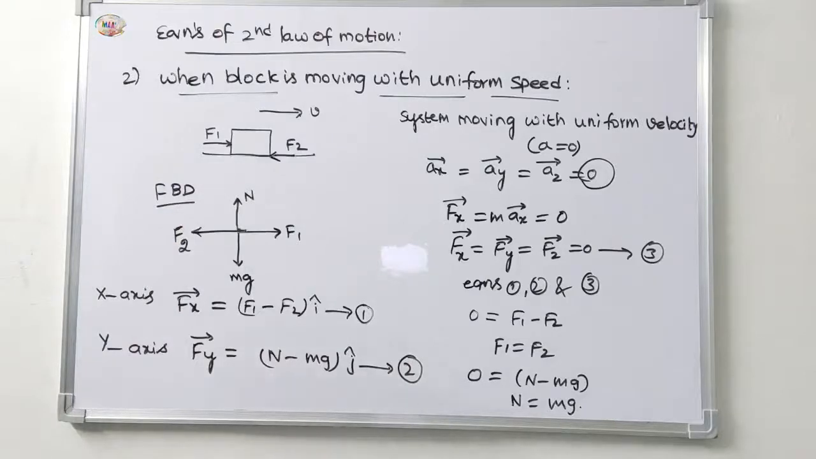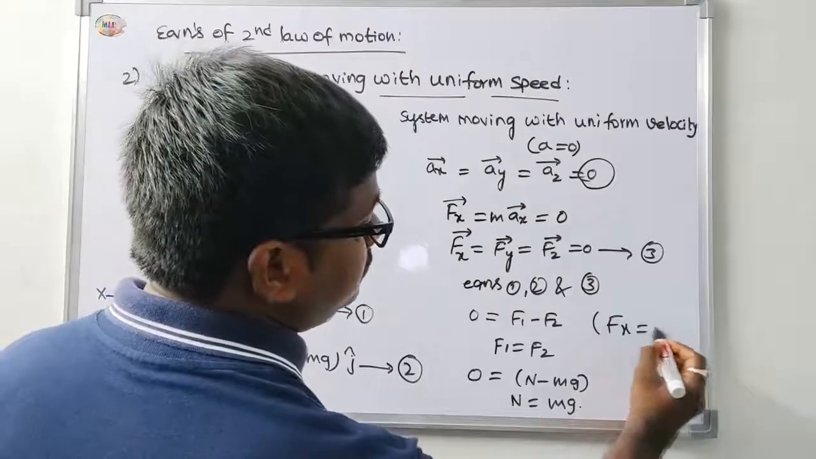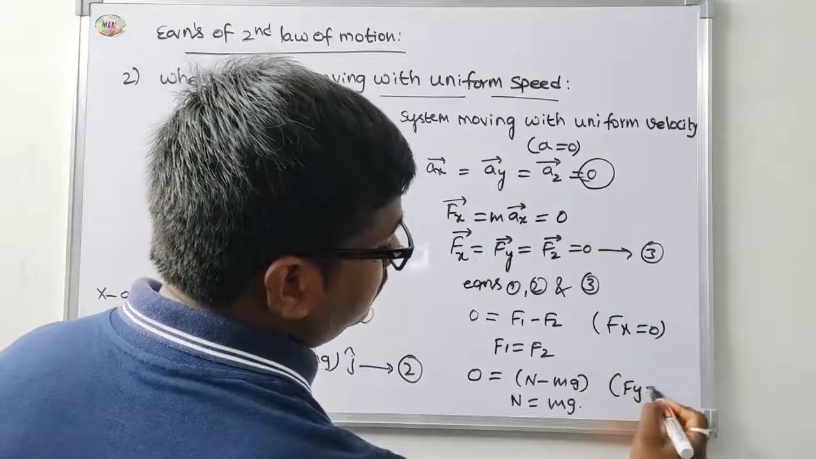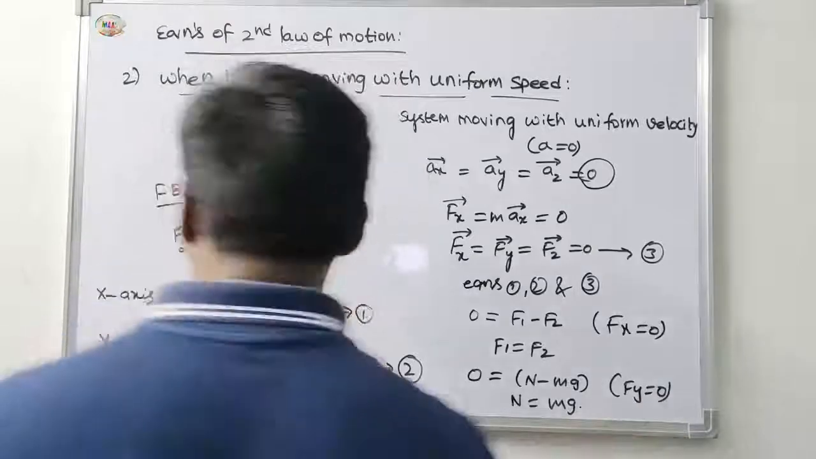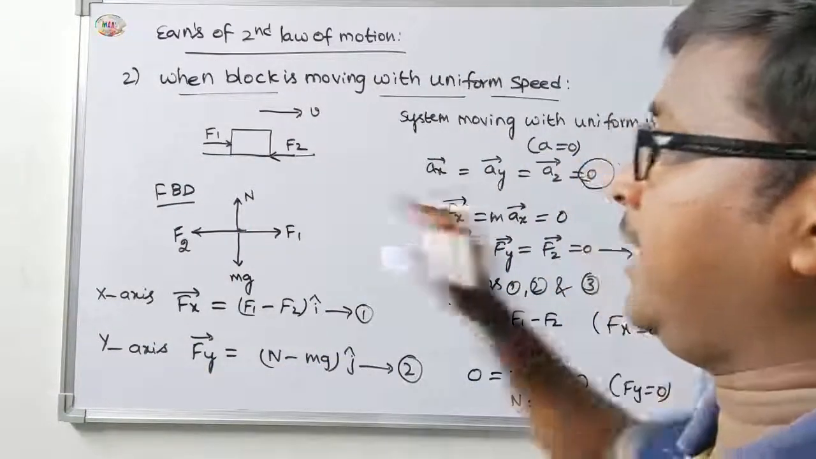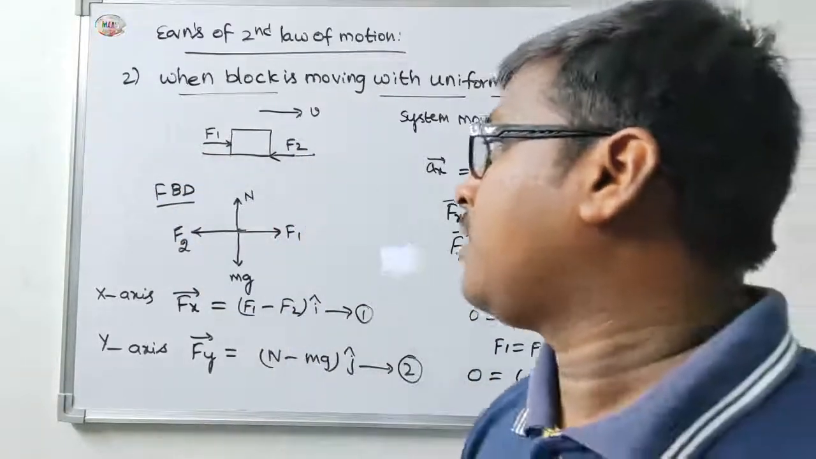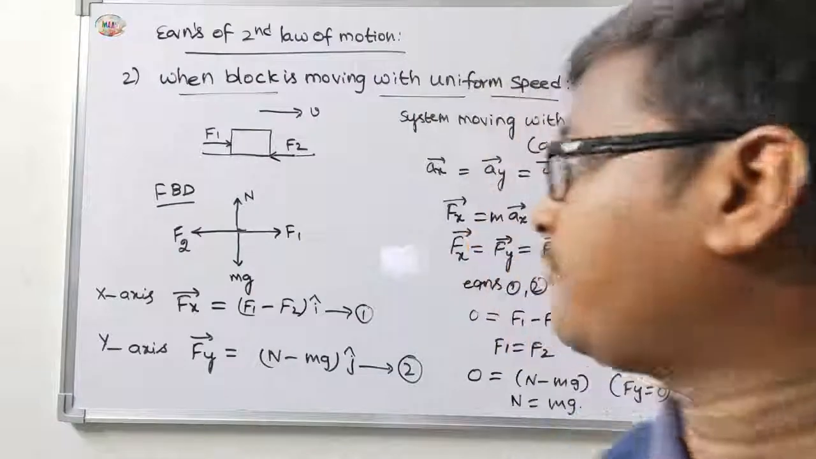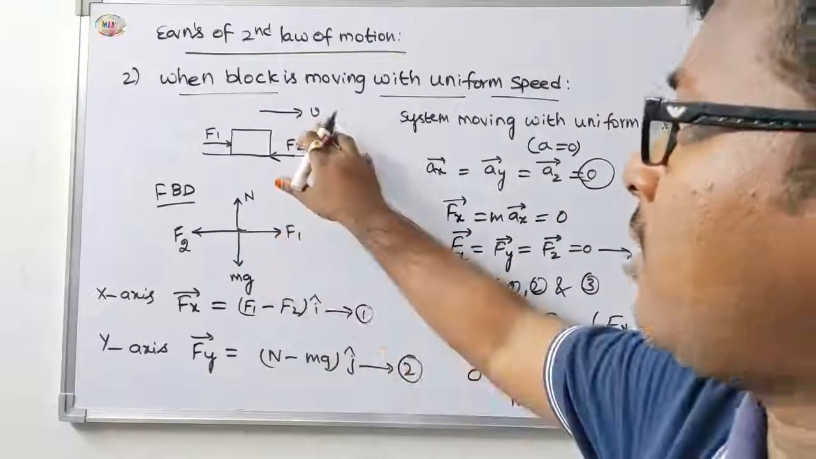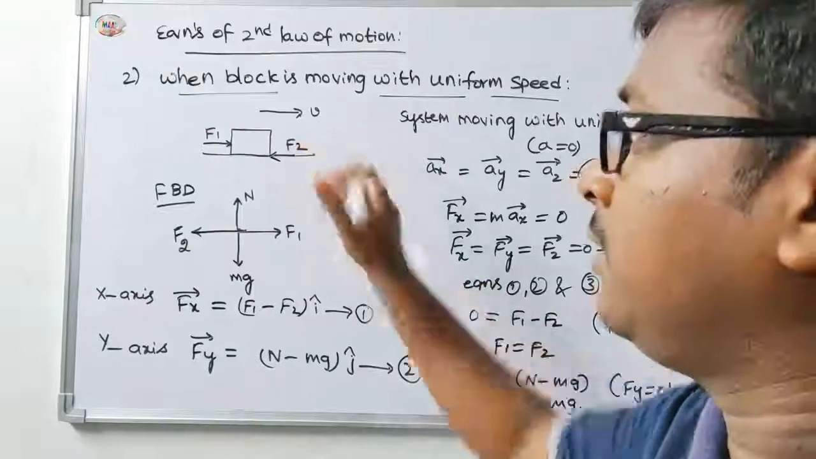This is the second condition. It's a very important condition. When the block is moving with uniform speed, F1 is the applied force and F2 is in the opposite direction of the applied force, with constant velocity or speed v.